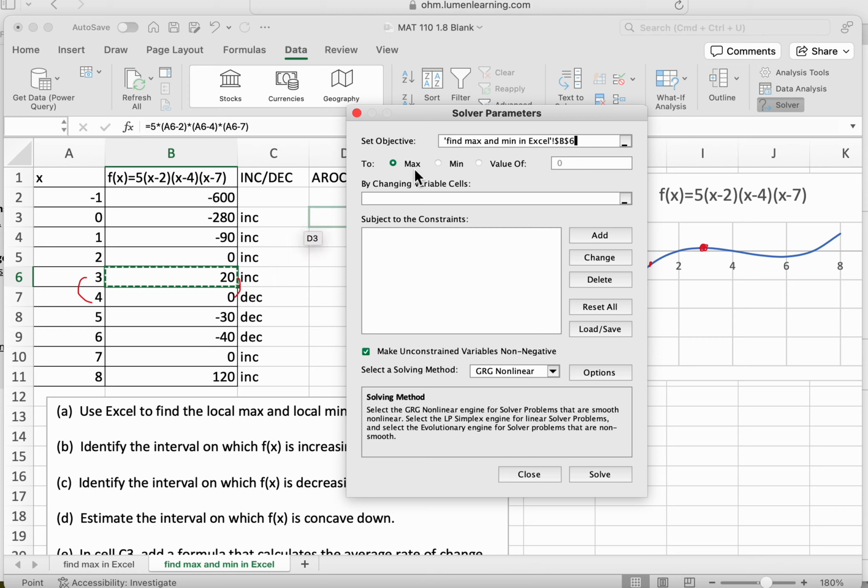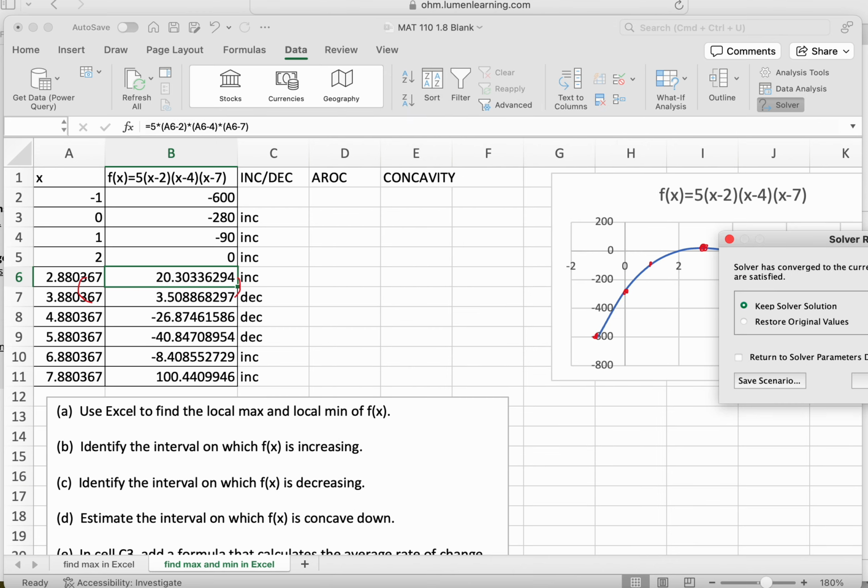So we can use solver to find maximums, minimums, or a particular value. In this case, I want solver to solve for the maximum value. Where do I want to put the result? I want to put it right next to it in A6. I always need to unclick that box. If I didn't unclick it and my x value was negative, it would not give me the correct answer. And then I click solve.